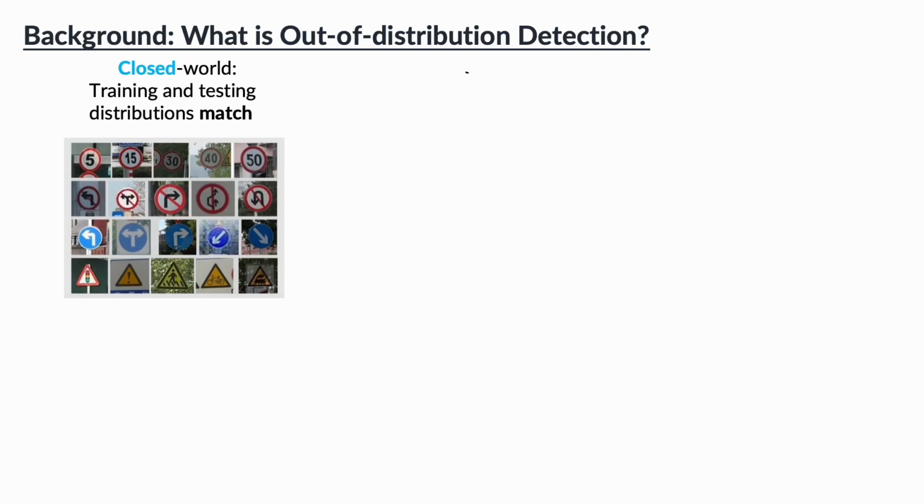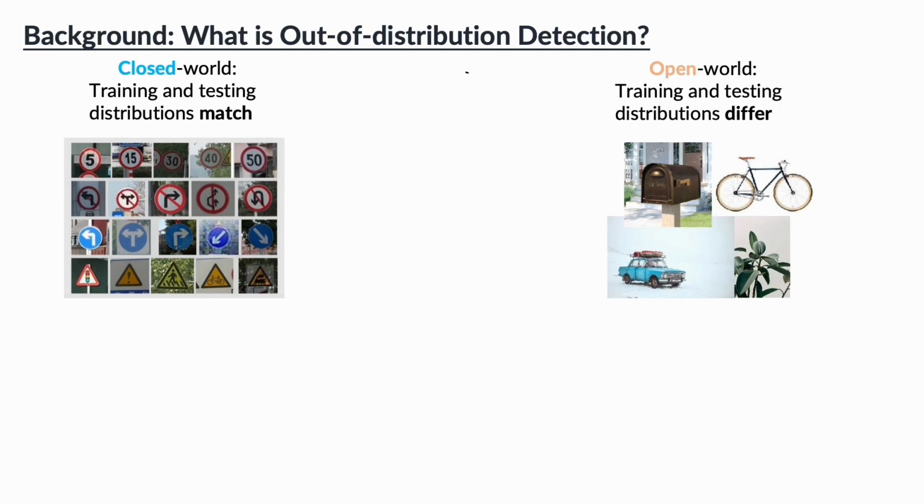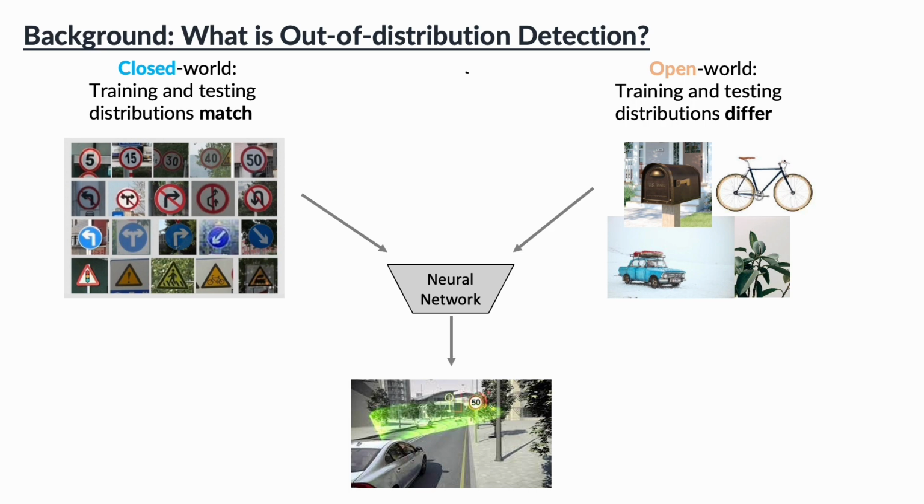Here, let me give a brief introduction on out-of-distribution detection. In a closed-world setting, we always assume that the training and test distributions match with each other. However, this is far from the truth when we deploy our model in an open-world setting, where the training and test distributions can differ a lot. In this case, if a test image is something that the model has never seen before, we want the model to be able to make the decision: this is an out-of-distribution sample, and I cannot make any prediction for this image.